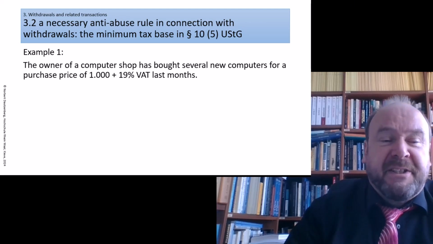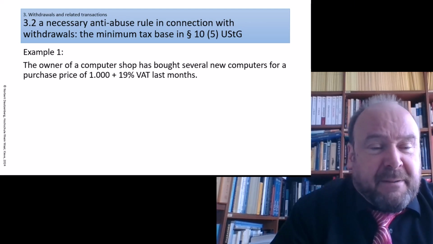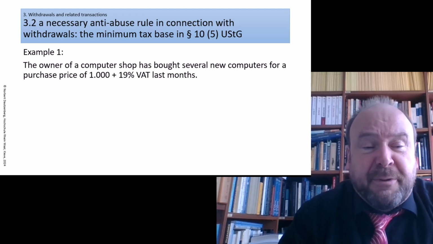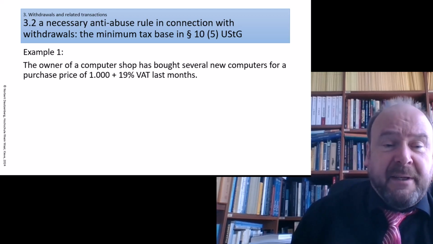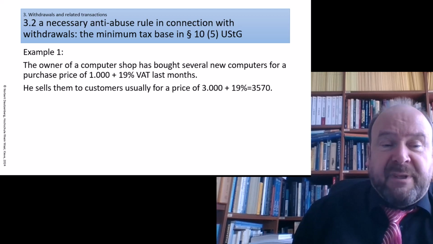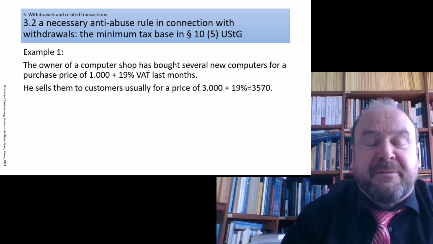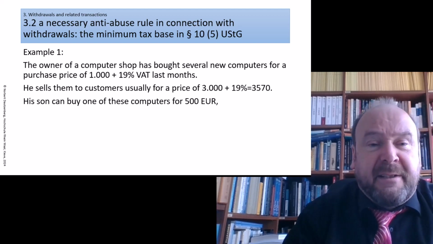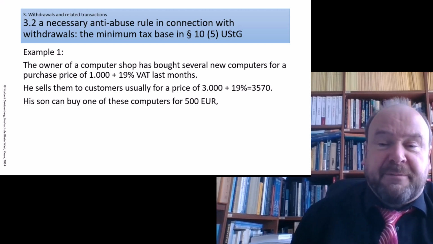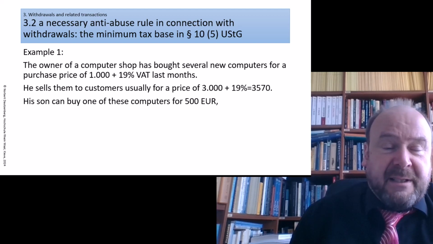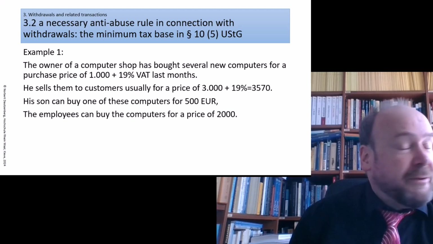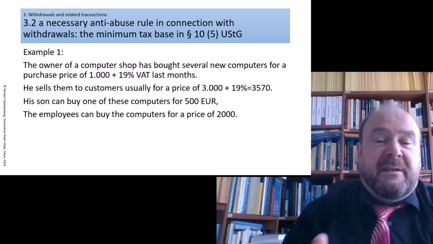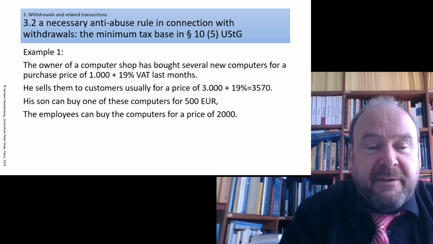So imagine the first example here. The owner of a computer shop has bought several new computers for a purchase price of 1,000 net during the last month, and he usually sells them to customers for a price of 3,000 plus VAT. However, his son now can buy one of these computers for €500 and employees can buy them for 2,000. In that case, what would be the evaluation of the situation?